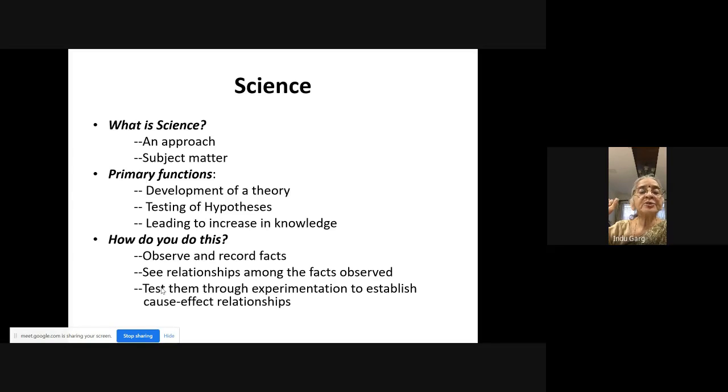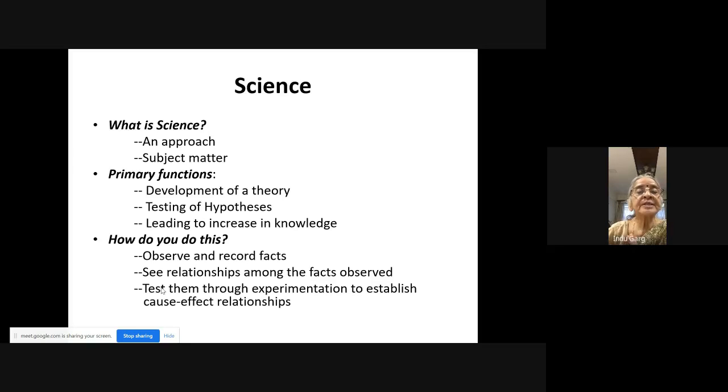Another primary function is to test all hypotheses. A hypothesis is nothing but a tentative question that you have in your mind, or a tentative solution that you may think may be right. So you will want to test every hypothesis, and of course it will lead to an increase in knowledge. I'll give you a very interesting example of this. How do you do this? How do you develop a theory? How do you test your hypothesis? How does your knowledge increase? Only when you observe facts and you record them.